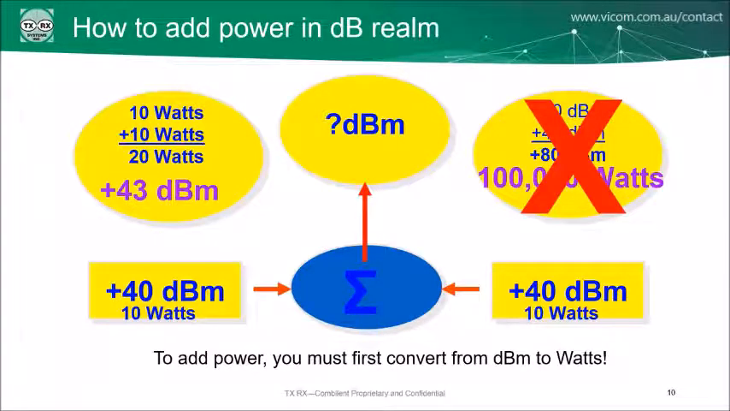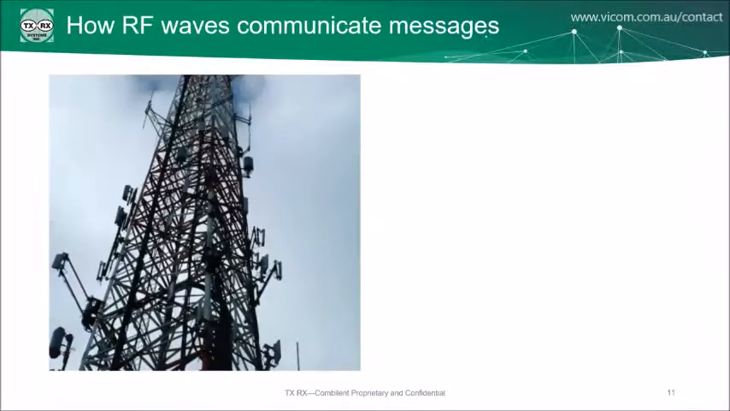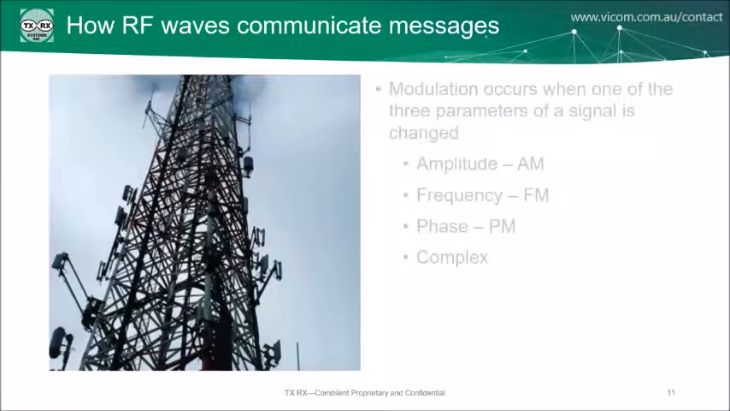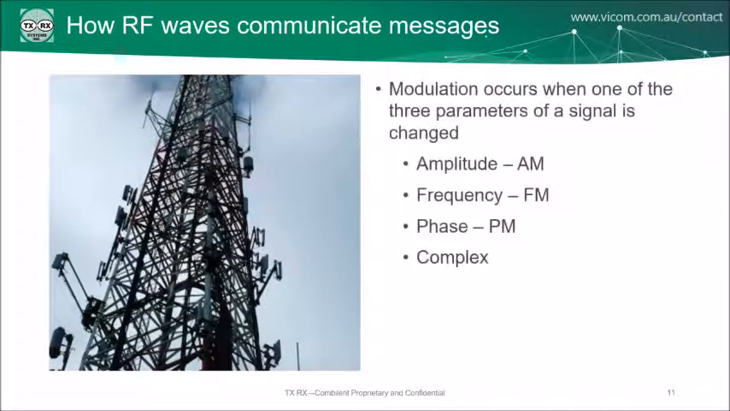So enough about dB and dBm. Let's talk about how we use RF waves. Well, we've got this thing called modulation. Modulation occurs when you've got three parameters of the signal that change. The first parameter is amplitude. Second parameter is frequency. The third parameter is phase.